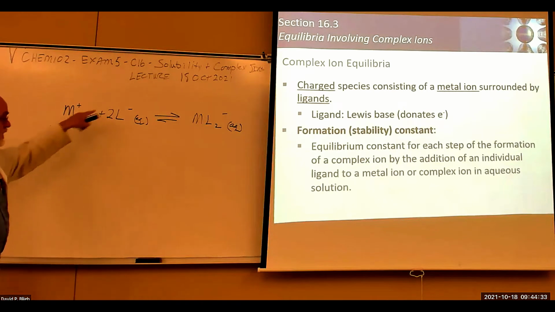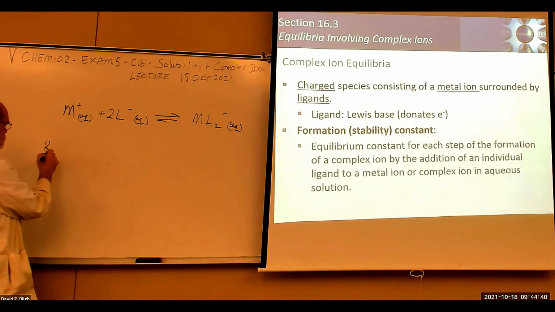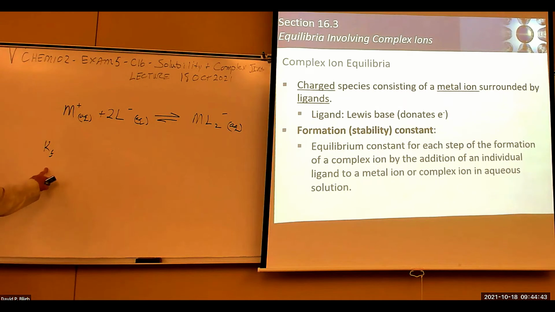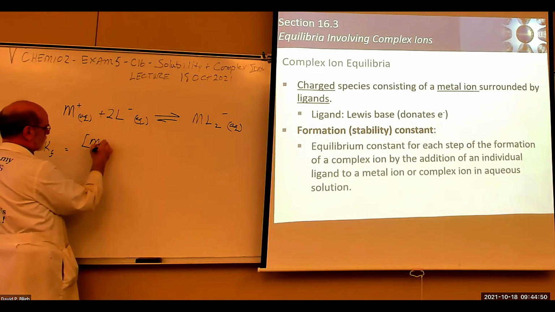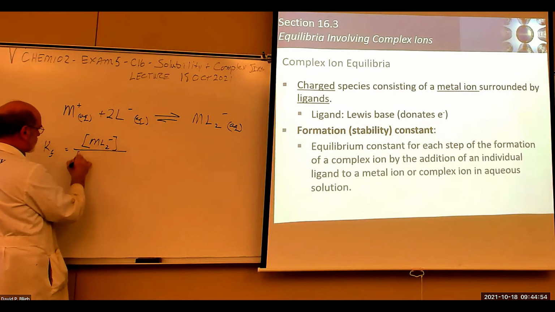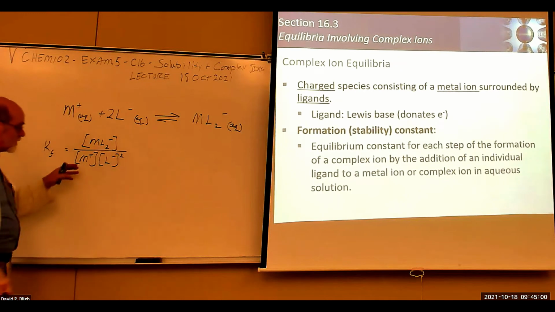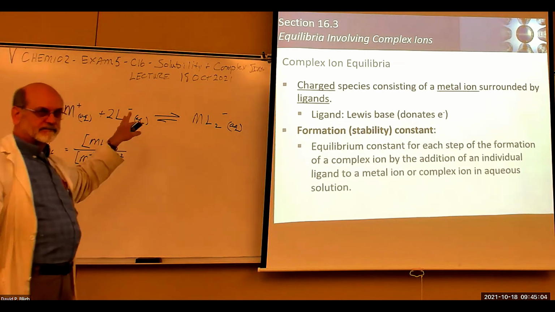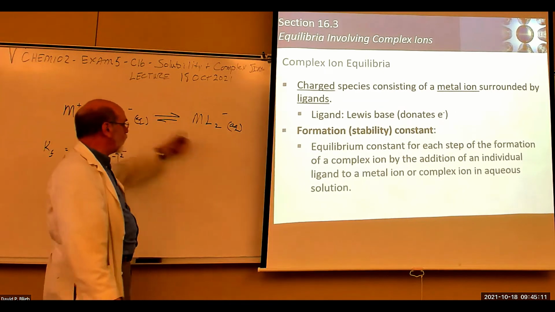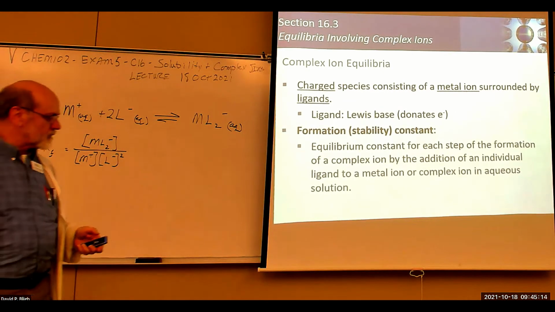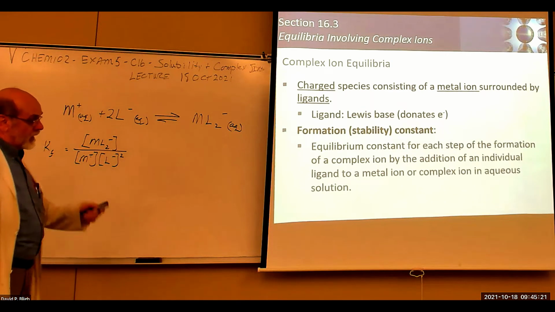We can write an equilibrium expression for this thing. Let's see, complex ion formation. K sub F is the formation constant for the complex ion. And in that case, we would have this one, right, divided by this one, and this one squared. That will give us a value for that equilibrium. Some of these equilibria are way, way to the right, just like any equilibrium, and some of them are way to the left.